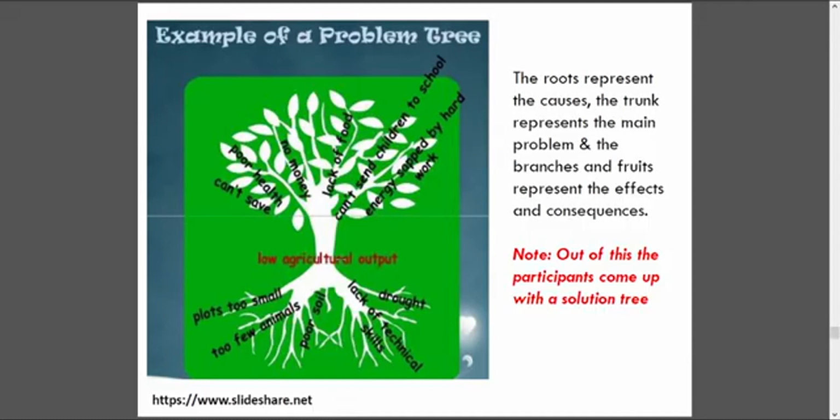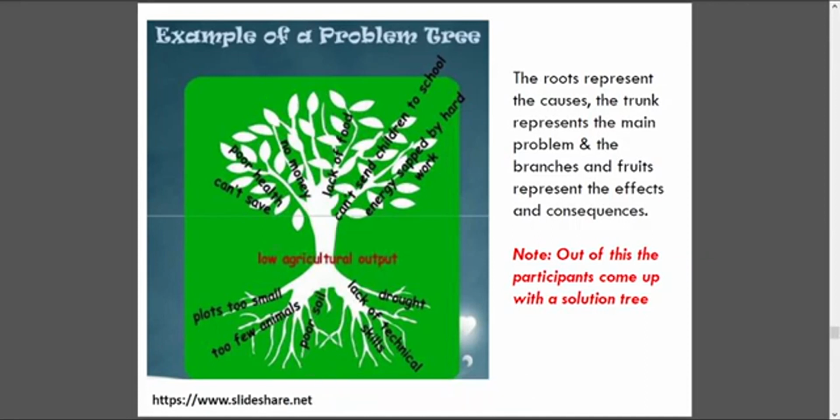This is a simple example of low agricultural output. We see that this is caused by farmers having very small plots of land, farmers having few animals, soils being poor, lack of technical skills in agriculture, and drought. So these are the probable causes of this problem.